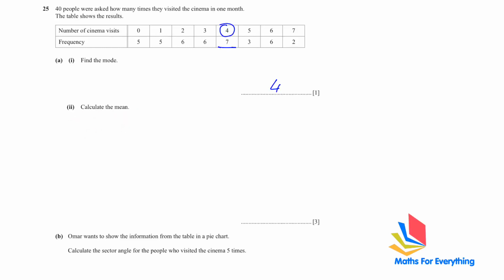Next, calculate the mean. To find the mean, we have to find the sum of the value multiplied by the frequency. So 0 multiplied by 5 is 0. 1 multiplied by 5, 5. 2 multiplied by 6, 12. This is how we multiply and write. Then add all these numbers. So to find the mean, we multiply the frequency by the value we have and divide it by the total frequency.